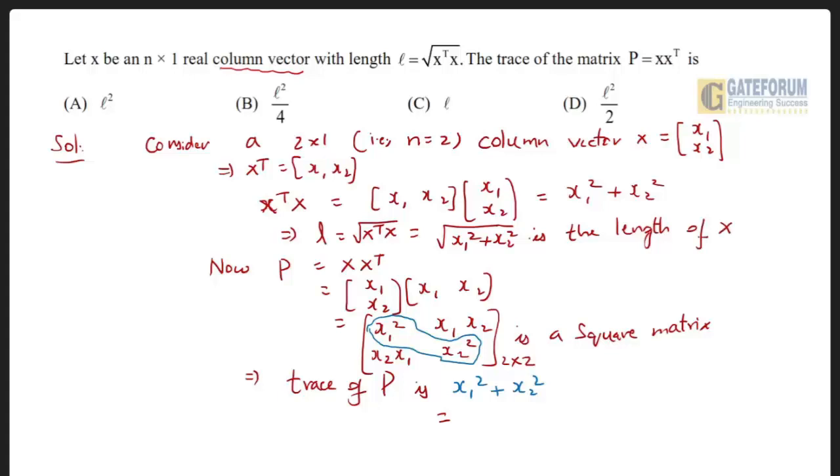The length of vector x. Now this becomes L square. So finally we got trace of P is L square. Understood or not? So the answer is option A. Accordingly, this is the end of the question.